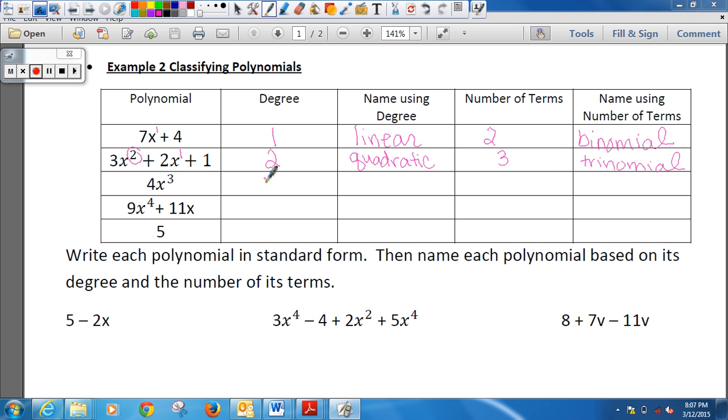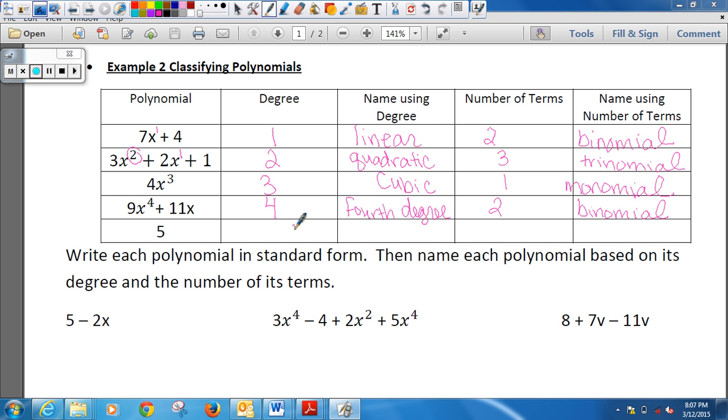The next one has an exponent of 3, so it's the third degree, which makes it a cubic expression. It has one term, which makes it a monomial. On this one, the biggest exponent is 4, so it's a fourth degree, which is exactly what it's called. Anything bigger than 3 is just going to use the number and then the word degree. Number of terms, there are 2 terms, which again makes it a binomial.